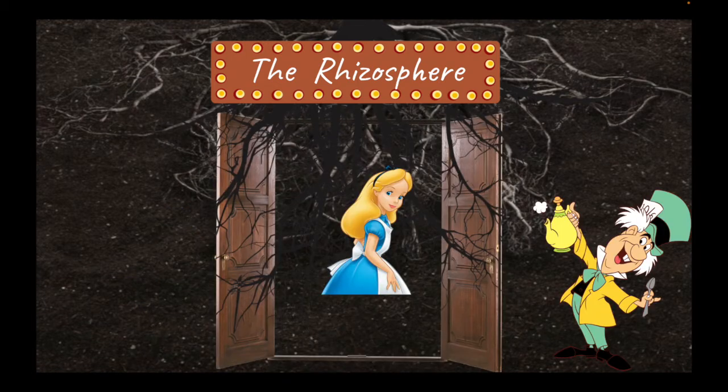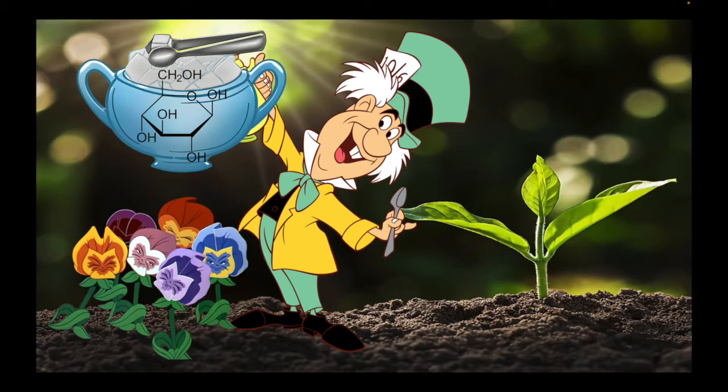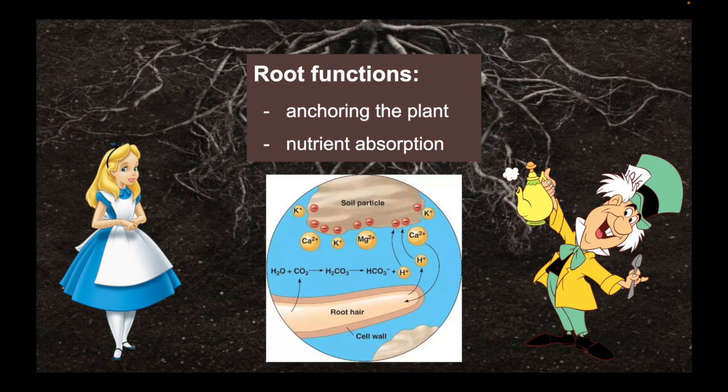Allow me to elucidate. You see, plants need more than just sunlight, water, and photosynthesized sugar in order to survive. They also require nutrients like nitrogen and phosphorus. So how do we obtain these vital elements? Well, the answer lies right here, in the soil. The roots not only act as the anchor for the plant, they also provide a surface between the plant and the surrounding soil, allowing the absorption of nutrients.